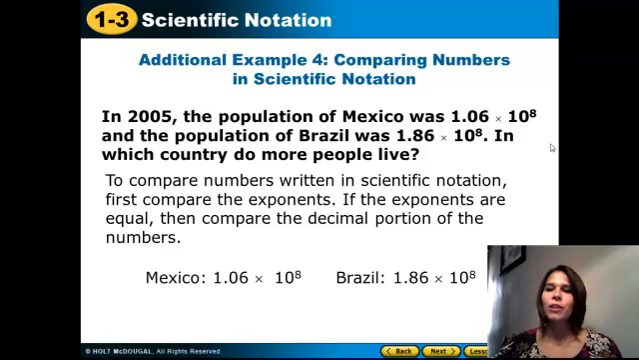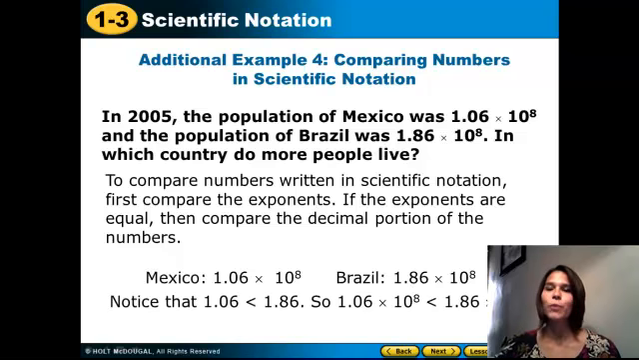So let's look at Mexico and Brazil. Since my exponents are the same, I'm going to kind of just ignore the 10 to the 8th for now, and I'm just going to look at my decimal numbers. So Mexico is 1.06, Brazil is 1.86, which number is larger? Since 1.86 is larger or greater than 1.06, Brazil has the larger population.